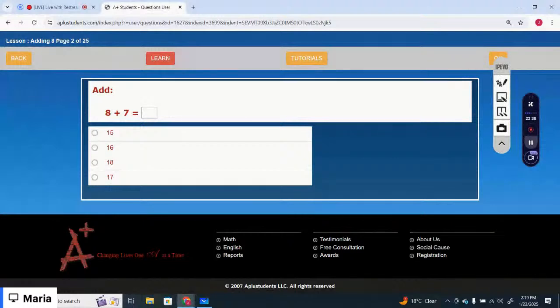8 plus 7 makes 15. Option number 1 is the correct option. That is 15.